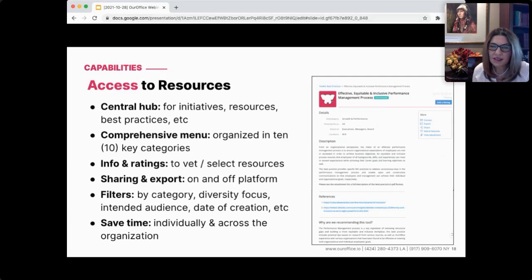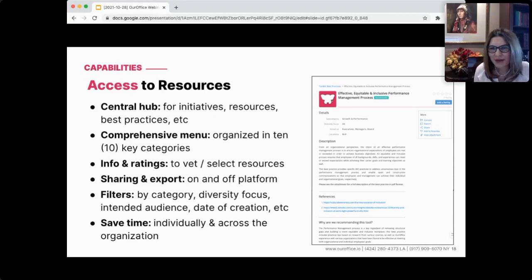Last but not least of the capabilities we want to talk about is access to resources. Again, we find some of the best organizations we work with say that, for months, a new leader comes on board, a new employee, and they're looking for, what are we doing? What are the initiatives? What are some resources or best practices?